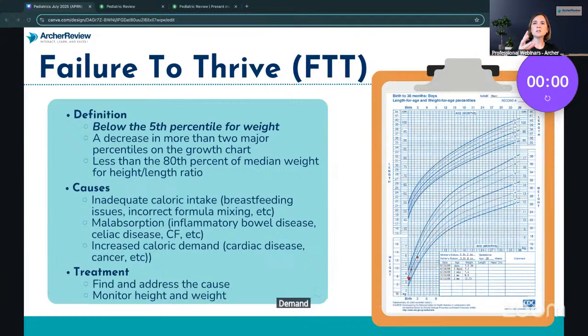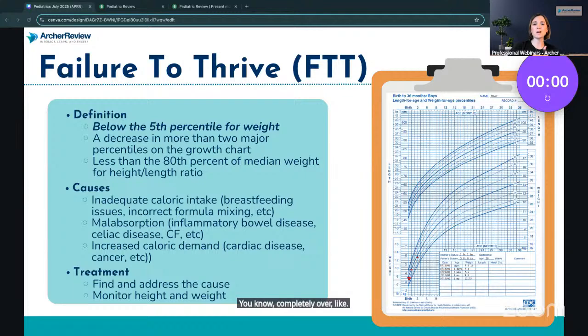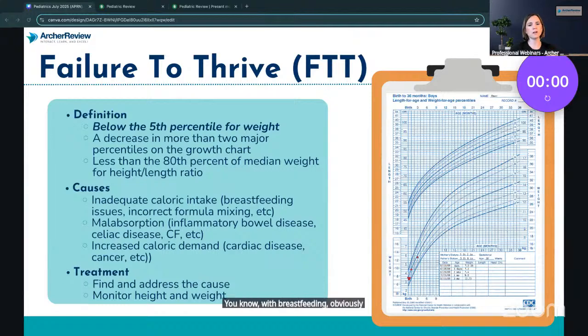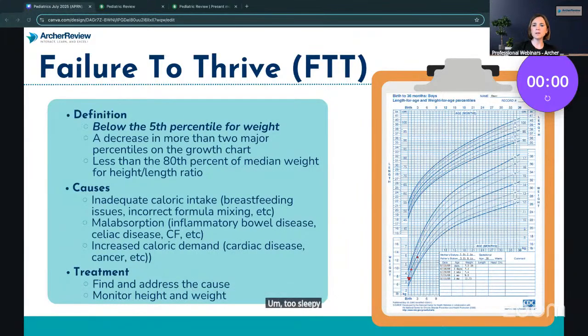So you kind of have to start to do some digging, some really good questioning, sometimes being as specific as asking them, are you mixing your formula correctly? Because I've had some patients that are completely over, like adding too much water compared to formula. And sometimes you can have them go ahead and write down the bottles that they're doing for 24 hours. With breastfeeding, obviously, you're going to want to make sure they've got a good latch. They're not too sleepy, making sure that they're waking up and eating appropriately.